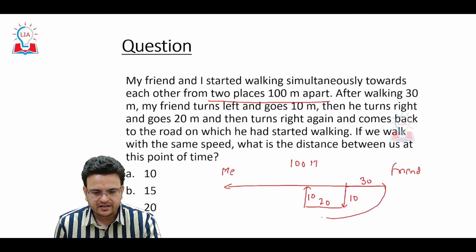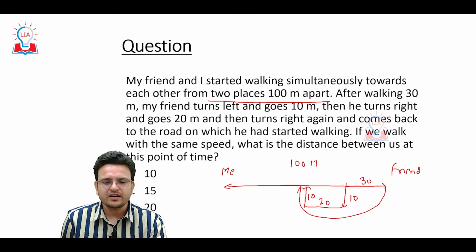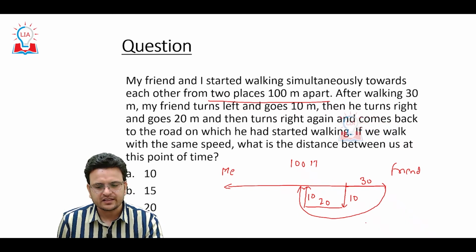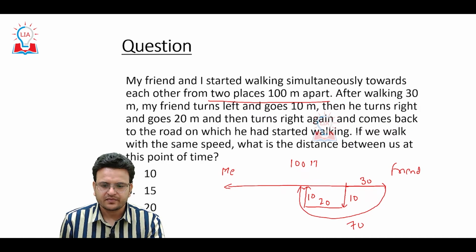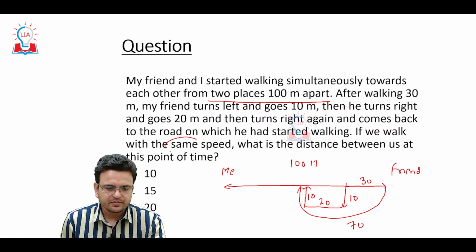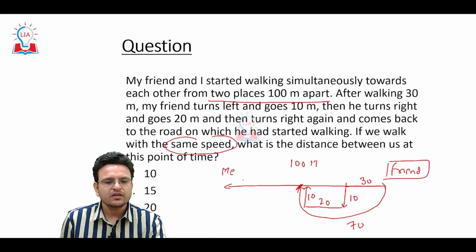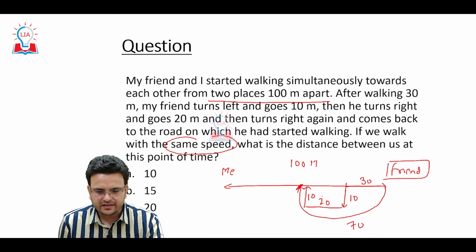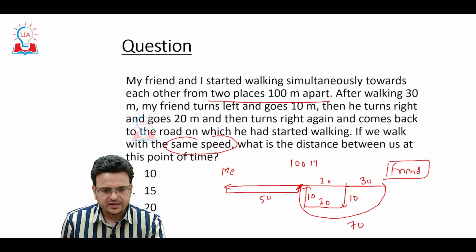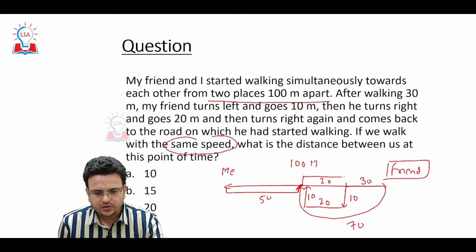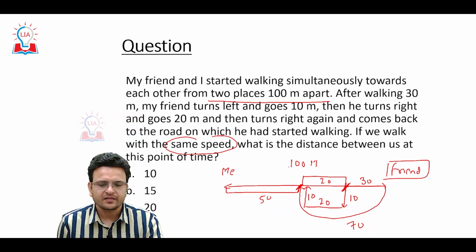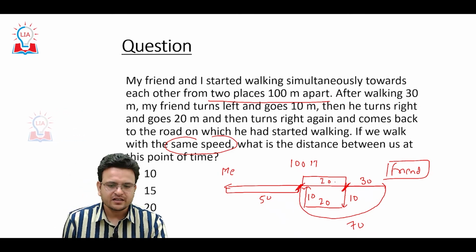So till here, how much has he covered? He has covered 30, 40, 60, 70. If we are walking at the same speed, if your friend has covered 70 meter, you also covered 70 meter. So here now we have this 20, this is 50, this is 50 again. So me also, first I will cover 50 and then I will cover 20 more. My friend will be here, I will be here. So the distance between me and my friend will be 20 meter.